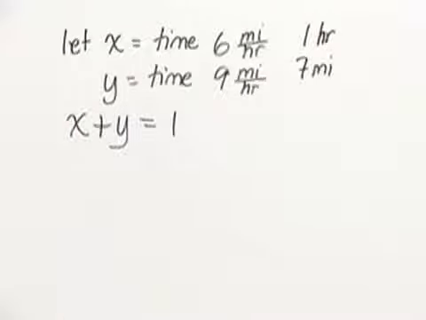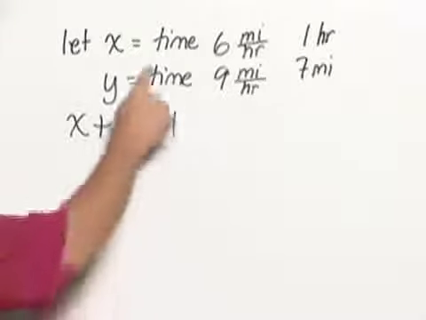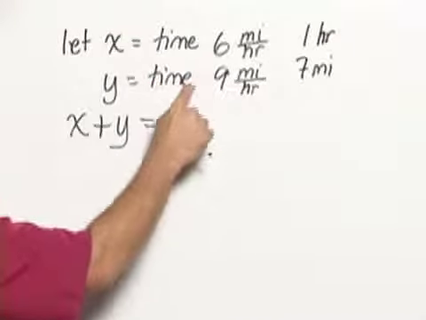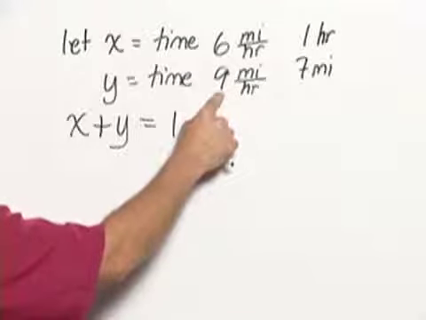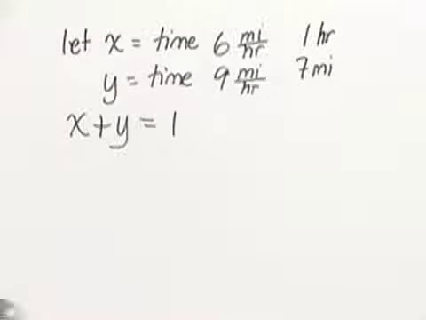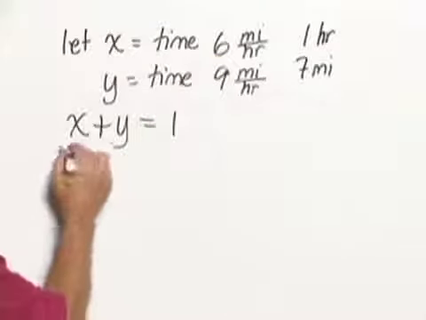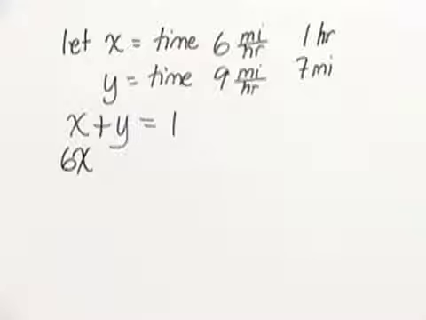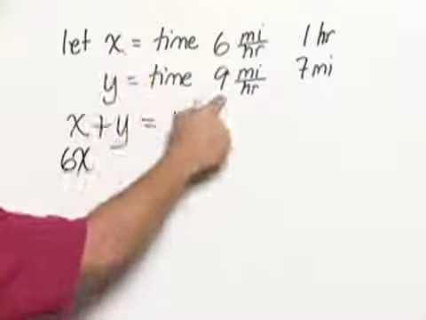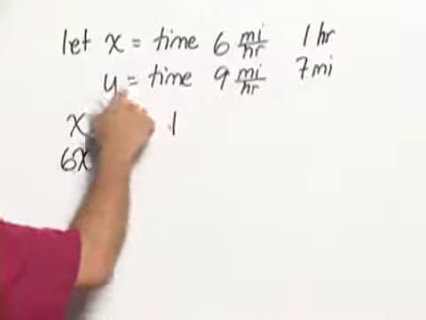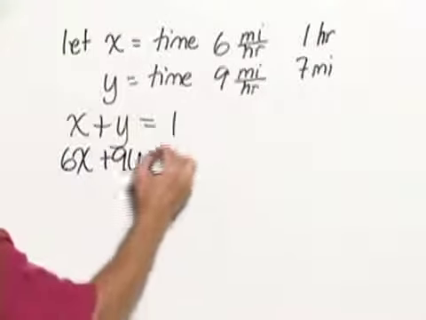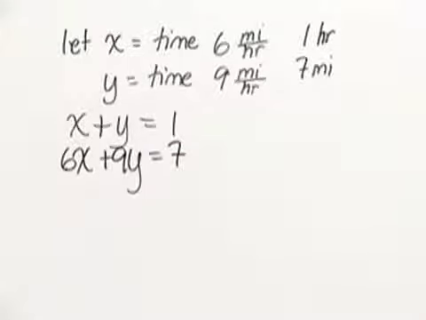And then what we also know is that the distance the jogger covers in this time plus the distance the jogger covers in this time has to add up to 7. In other words, using distance equals rate times time, we would say rate of 6 times x is the distance that that jogger would cover in this part. And then at the rate of 9 times the time of y, so 9y, and that total distance has to be 7. So to solve this, we have a choice of either substitution or elimination.